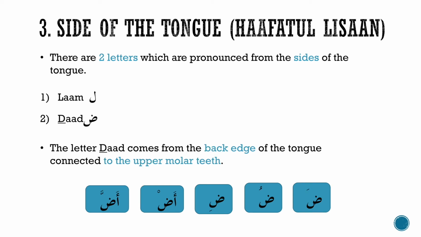The letter Dod comes from the back edge of the tongue, connected to the upper molar teeth. Da, du, di, ad, adda. This is a unique letter to the Arabic language. Sometimes it is called the language of Dod, as it is the most difficult letter to pronounce out of all.